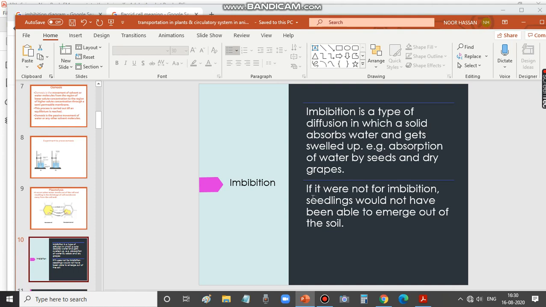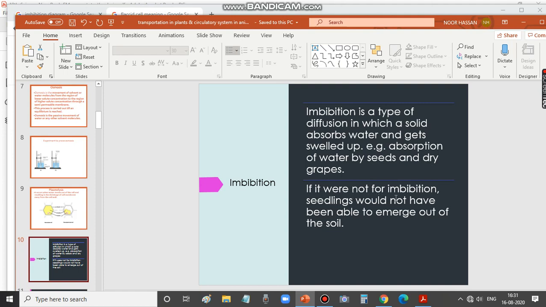Not only dry grapes, even seeds, if they are soaked in wet soil or put in water, after some time they become swollen. That is, they absorb water. The water molecules are taken up by dry grapes or the seeds. So this method of diffusion is called imbibition.